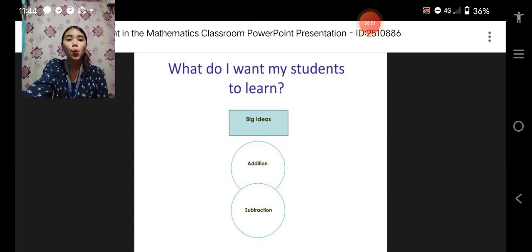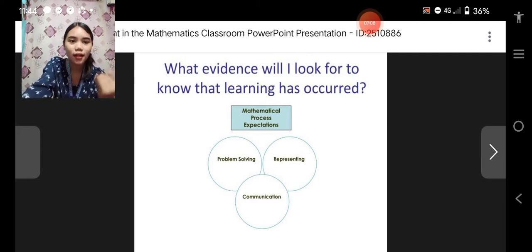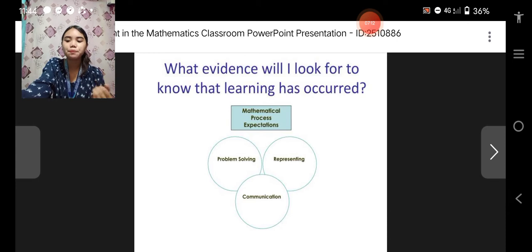The next is: what do I want my students to learn? It is the big ideas, addition and subtraction. What evidence will I look for to know that learning has occurred? The mathematical process expectation: problem solving.